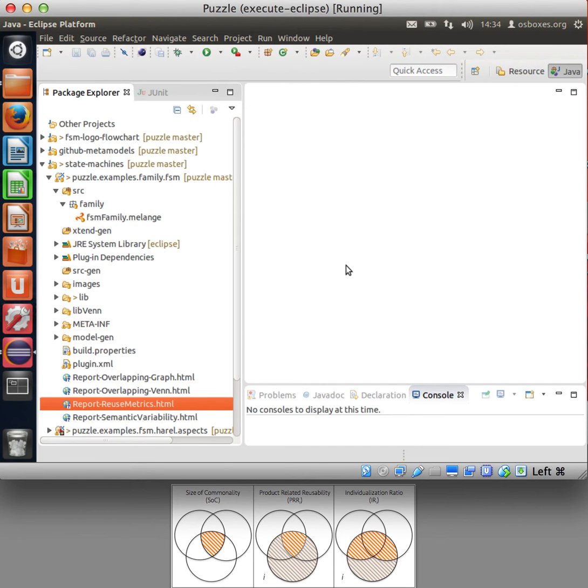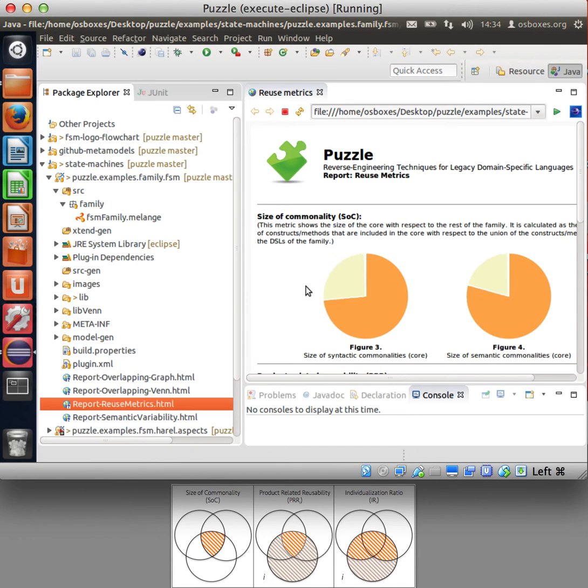It is important to mention that those metrics were proposed for object-oriented software products. We are adapting them for domain-specific languages specified by metamodels with operational semantics. All the results can be visualized in this report as a set of charts for both abstract syntax and semantics.